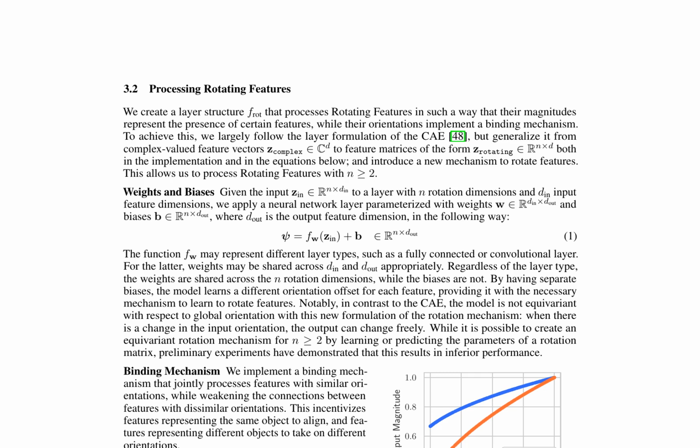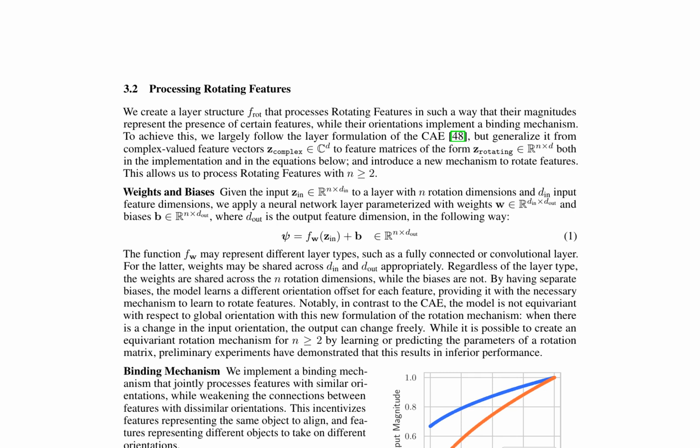In the rotating features processing layer, a novel binding mechanism is employed to ensure that features with similar orientations are processed together. This is achieved through a neural network layer with shared weights across rotation dimensions and unshared biases, facilitating a unique orientation offset for each feature.